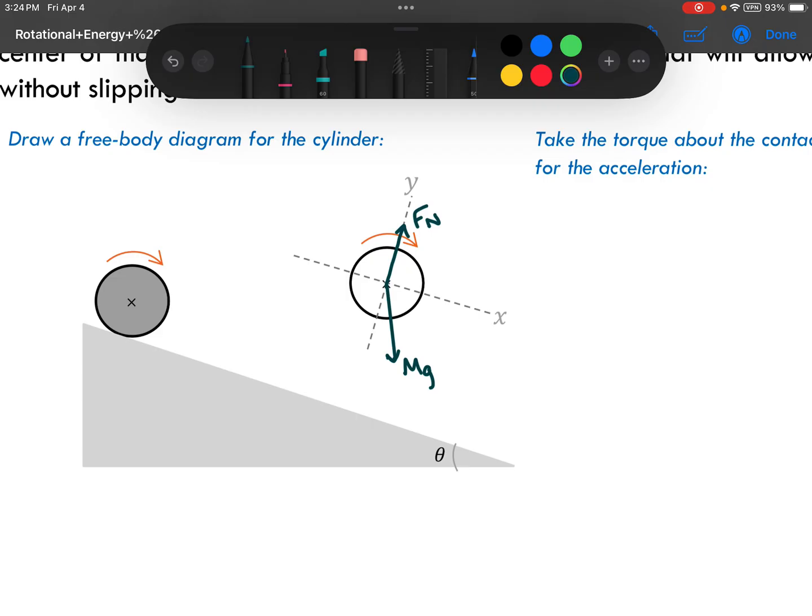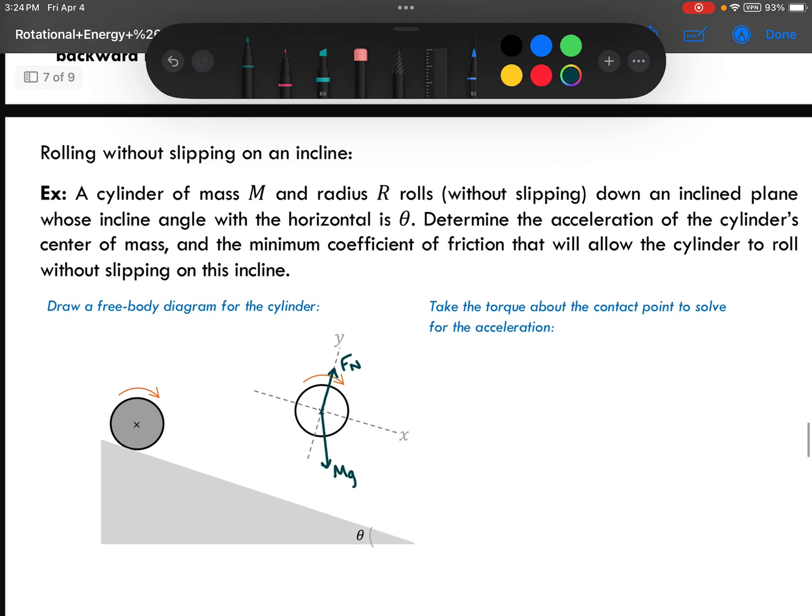And then, since it tells us that our object is rolling without slipping, that means there has to be a force causing our cylinder to rotate. Otherwise, with what we have right now, it's just moving translationally. And so rolling without slipping means we do have friction.